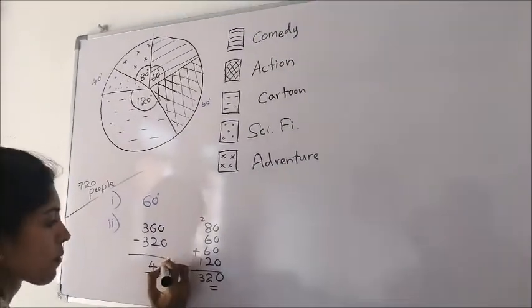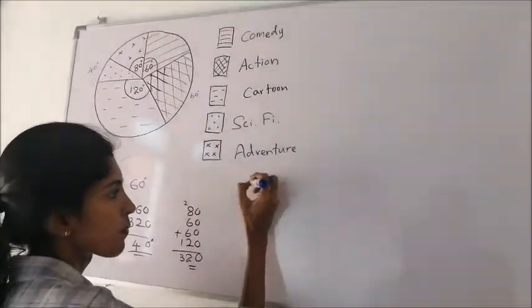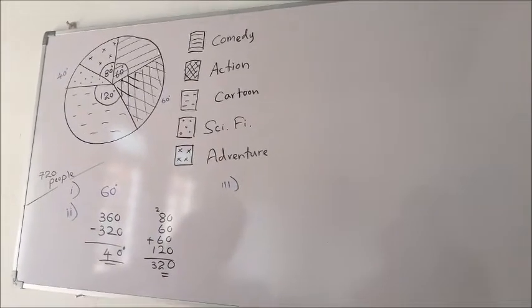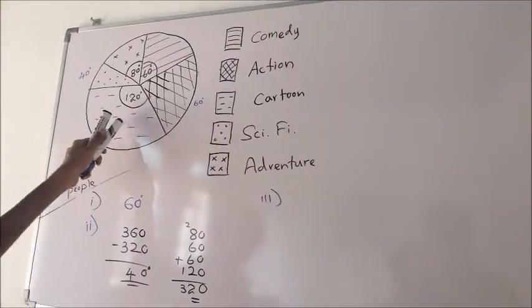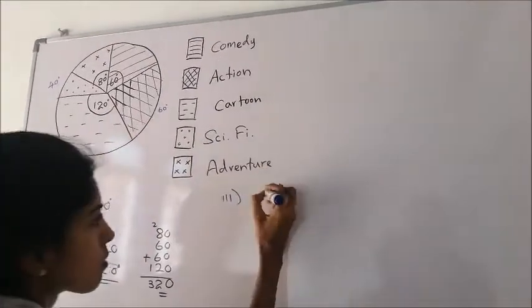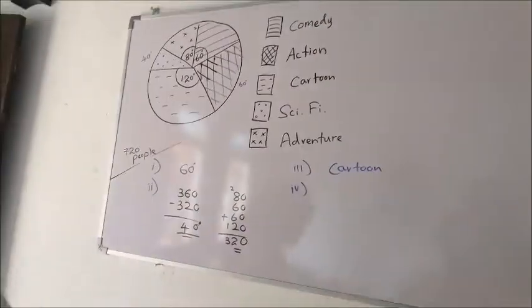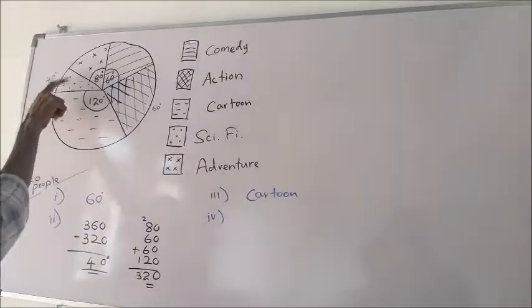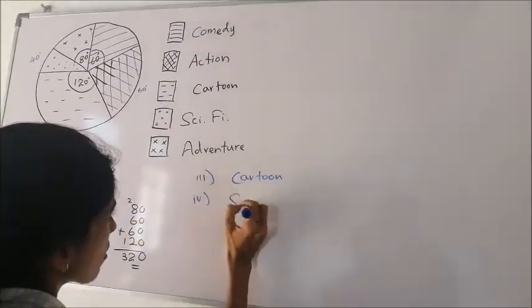Our third question is, which movie type is most preferred? You can see the biggest angle is here. It shows us cartoon. Next one, which movie type is least preferred? It shows us from the least angle, 40 degrees. That is scientific fiction.